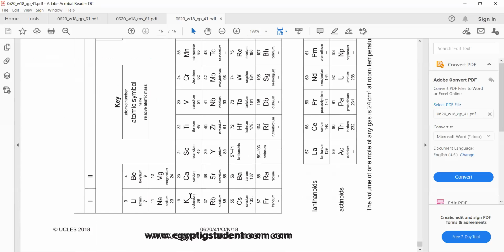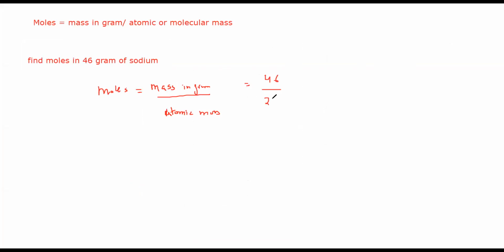So when you check for the position of sodium, this is the position of sodium. You can see atomic number is 11, atomic mass is 23. In this Cambridge IGCSE, you can see atomic numbers are at the top and atomic mass at the bottom. So it is 23. When you substitute, you will substitute 23. So 46 divided by 23 is equal to 2. And the unit is mol. The unit of the mole is also mole, but we don't write MOLE, we just write MOL. So it is 2 moles. Is it clear?